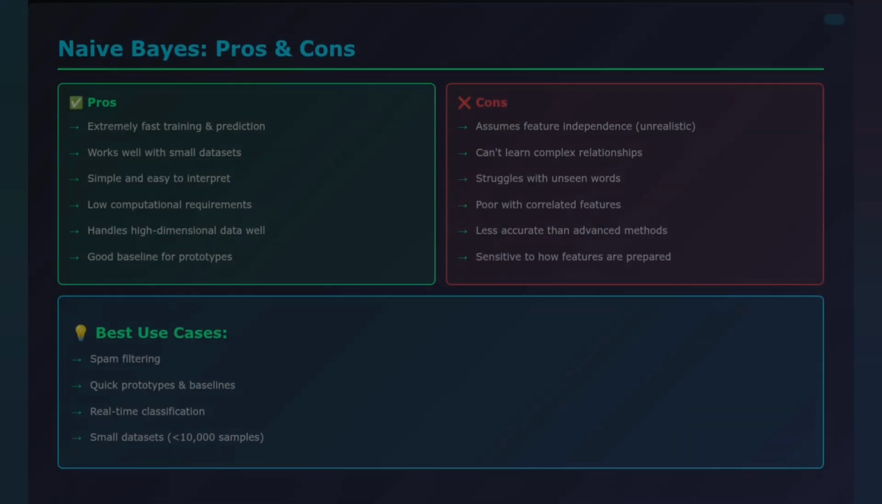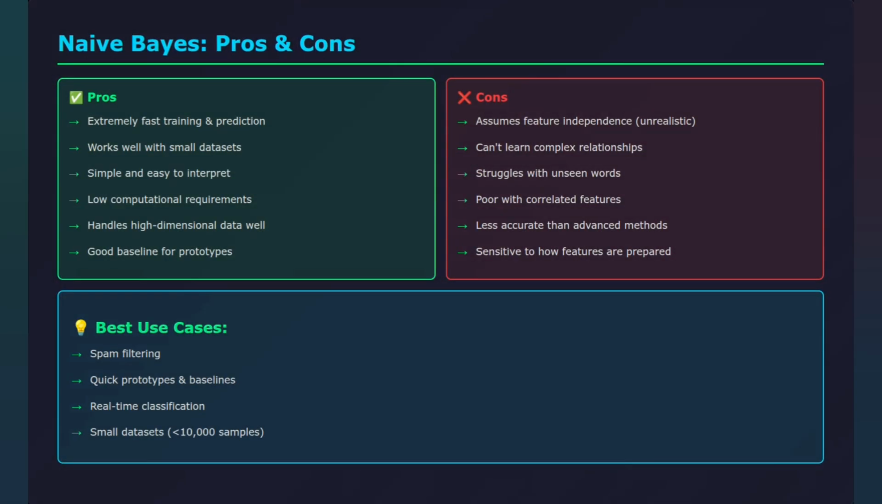So when should you use Naive Bayes? It's incredibly fast, works great with small datasets, and is easy to interpret. The cons? It assumes feature independence, which isn't realistic, and it can struggle with complex patterns or relationships between words. Pro tip: Naive Bayes is perfect for your first prototype or when you need real-time classification.